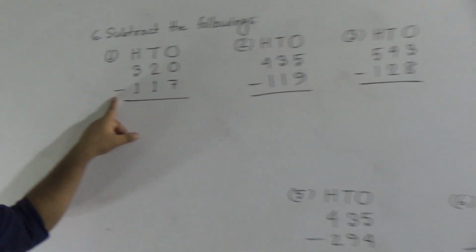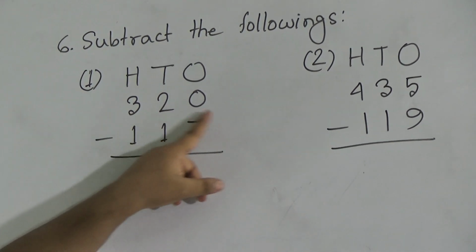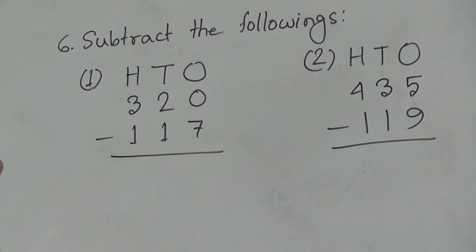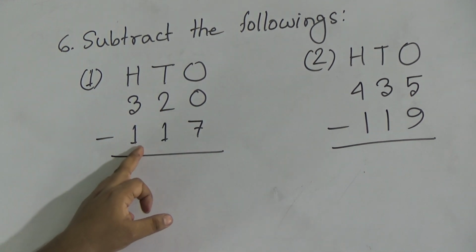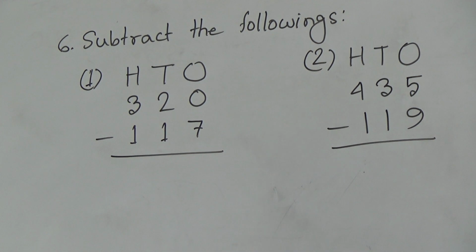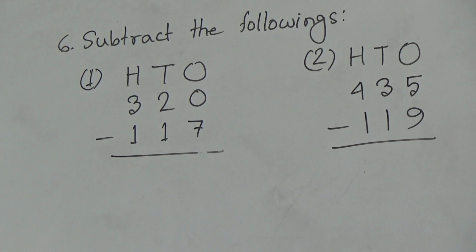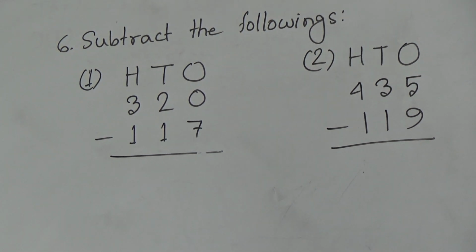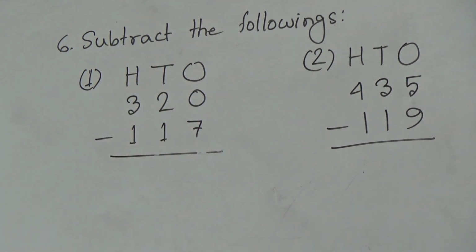320 minus 117. Okay, 320 minus 117. My dear students, 320 is a 3-digit number and 117 is also a 3-digit number. It has ones place, tens place and hundreds place. Okay, my dear students, let us solve this math. Here we subtract ones place from ones place, tens place from tens place and hundreds place from hundreds place.